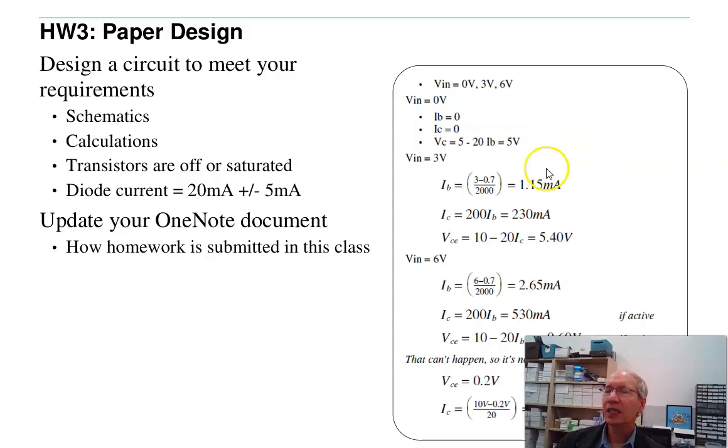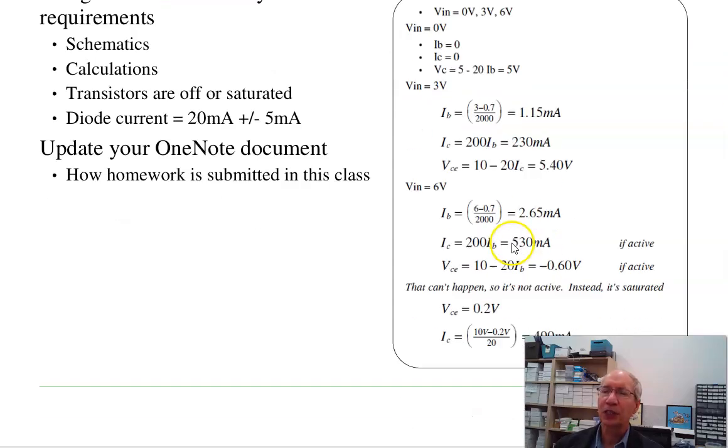Homework number 3 is a paper design. Once you've picked which project you want to work on, design something that should work on paper. Calculate the values of the resistors and capacitors for some requirements. For example, the diodes need to have 20 milliamps flowing through them, plus or minus 5. Your calculation should go into your OneNote document. Everything goes in your OneNote document.